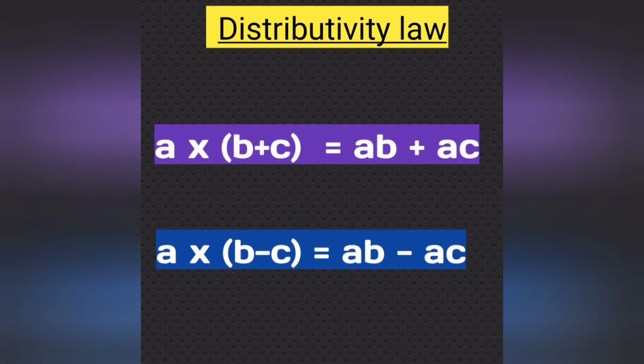Distributivity law of multiplication over addition. This law connects multiplication and addition. Here, for all rational numbers, if A, B, C are any three rational numbers, A into B plus C must be equal to AB plus AC, and A into B minus C must be equal to AB minus AC.